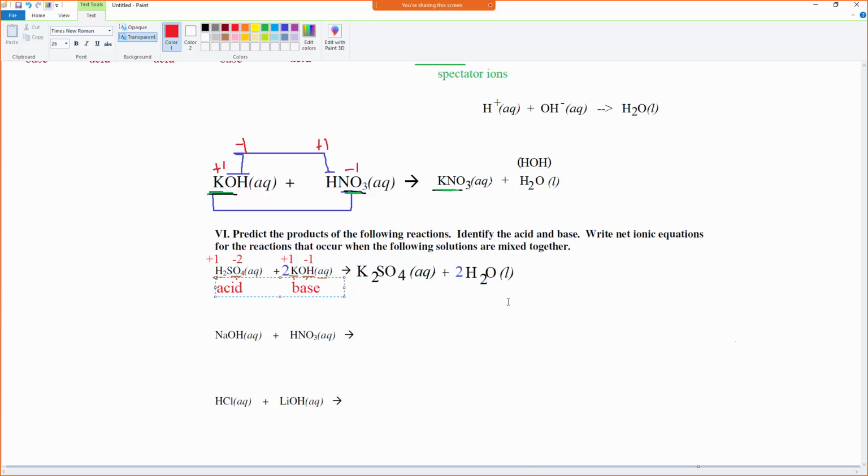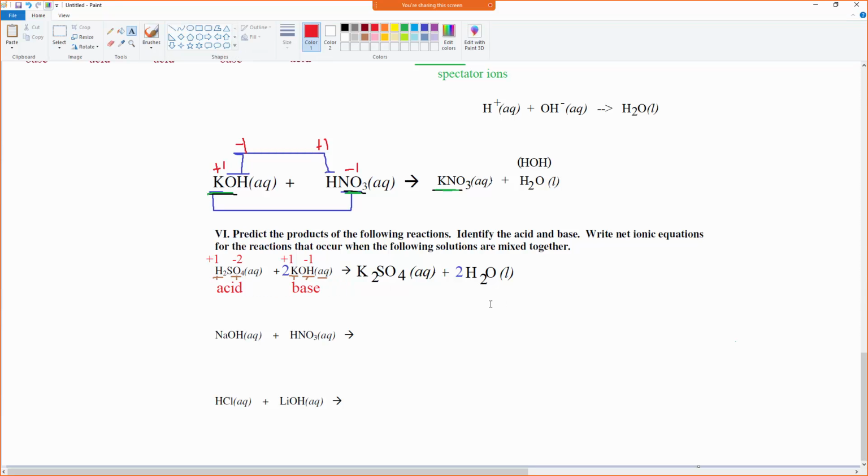Good. All right, and what is the net ionic equation going to look like? Yeah, guess what? Looks the same as every other acid-base reaction. H plus OH minus goes to form H2O. Good. Should we do another one, or do you guys feel like you got these? Okay, let's do another one.